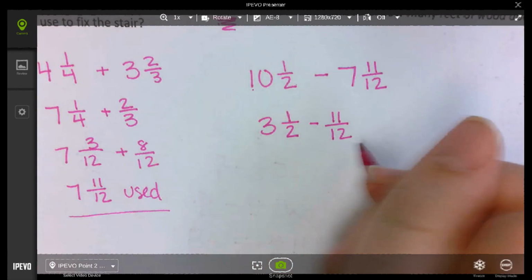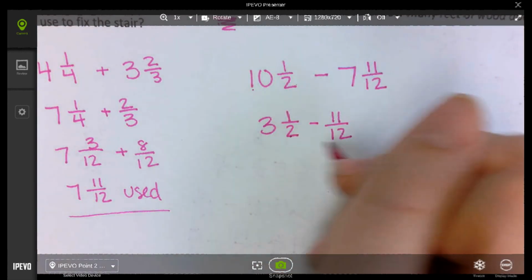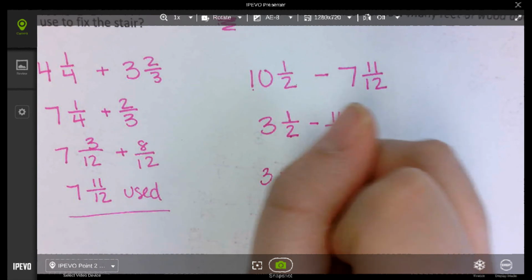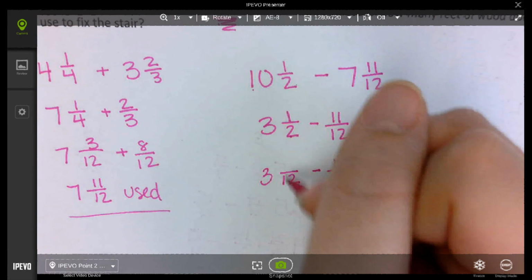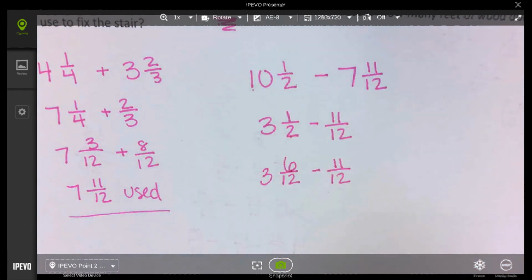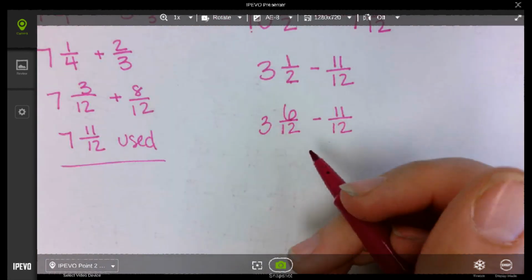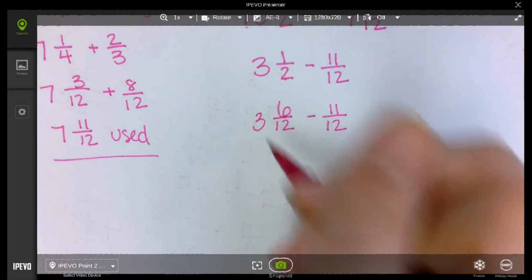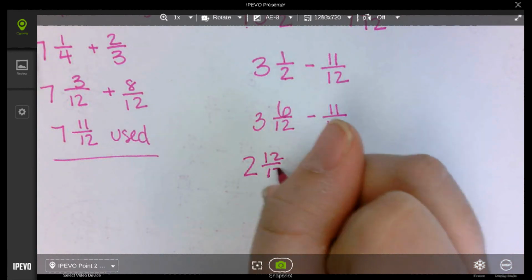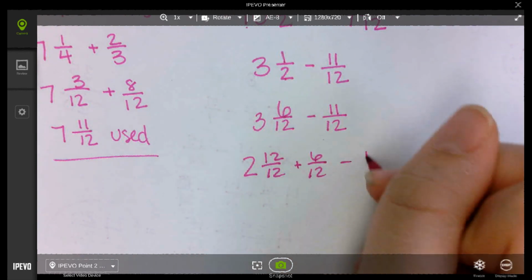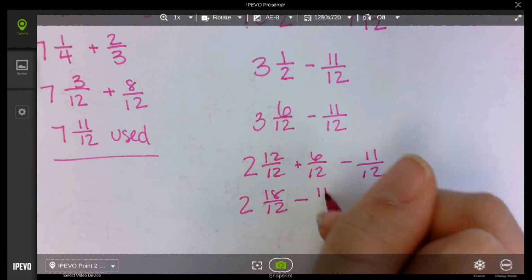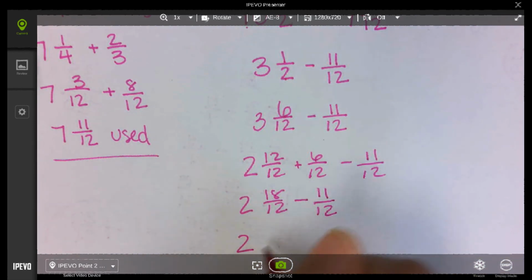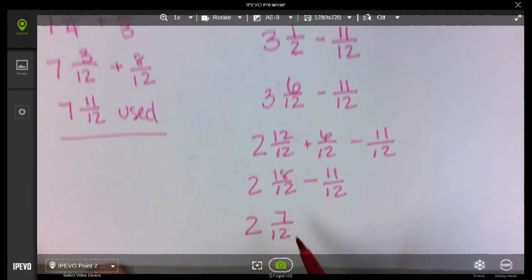And now instead of multiplying these together to find the common denominator, 2 is a factor of 12, so I can say 3 and something over 12 minus 11 over 12. Well, 2 times 6 will get me my numerator of 6. And then the last part is we've got to take that 3, turn it into 2 and 12/12 plus 6/12 minus 11/12. Add them together, 2 and 18/12 minus 11/12. And I'm left with 2 and 7/12. That's how much he has left.